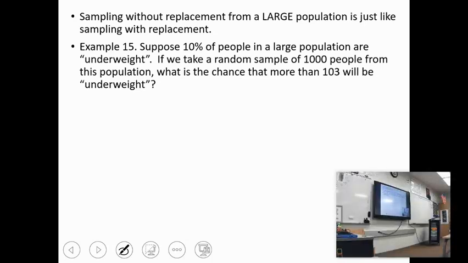Here we go. 10% of people in a large population are considered underweight. If we take a random sample of 1,000 people from this population, what's the chance more than 103 of them will be considered underweight?